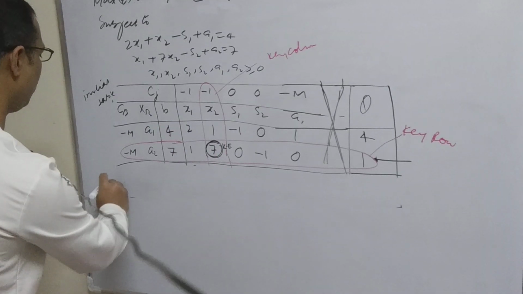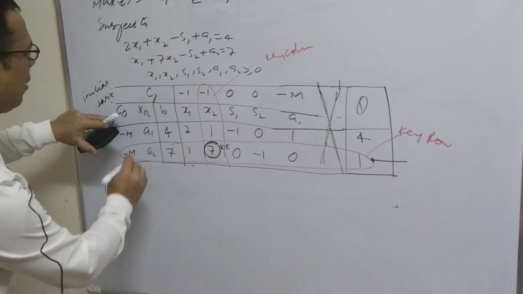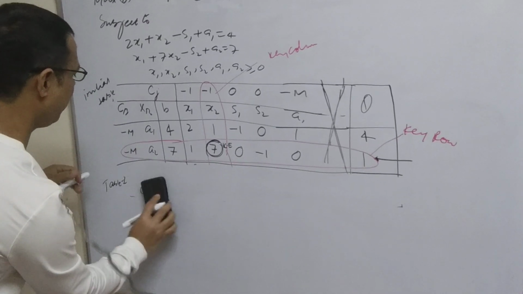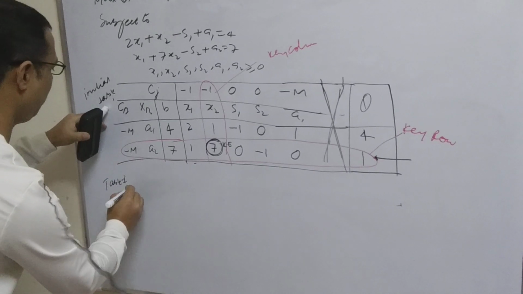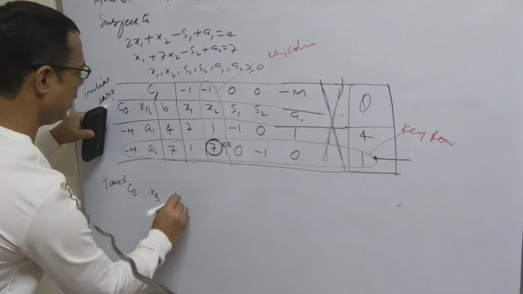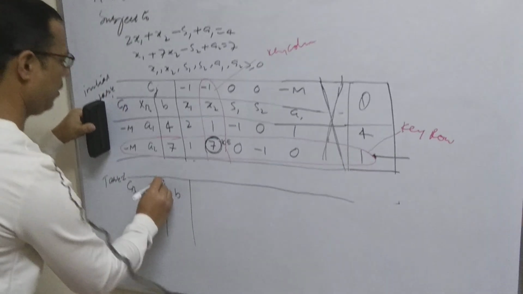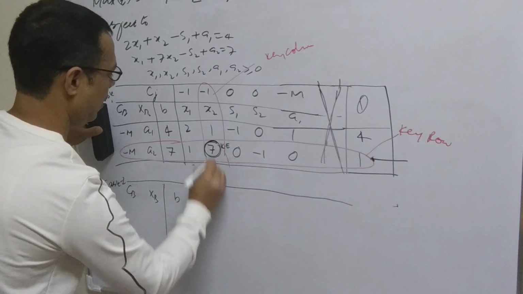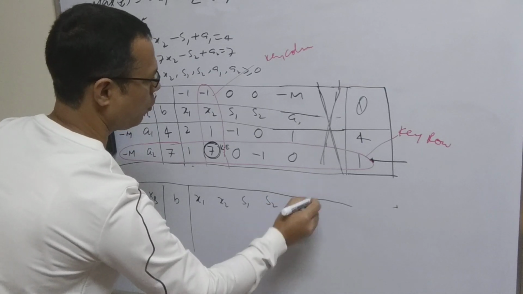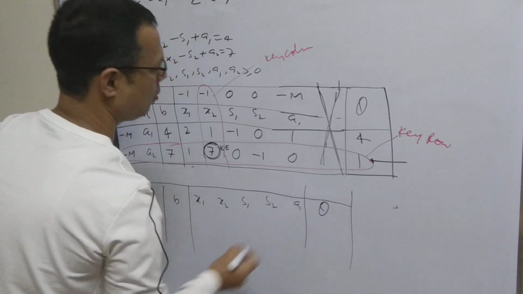So now I am going to prepare table 1. Very simple. Same rows. Copy this row CB, XB, right in front. Just write here at this line XB, B just in front. So it will be easy for us to compare and replace the values. And here X1, X2, S1, S2, A1, no need to go for A2, and we will move on to the value theta. We will see what the theta is here.